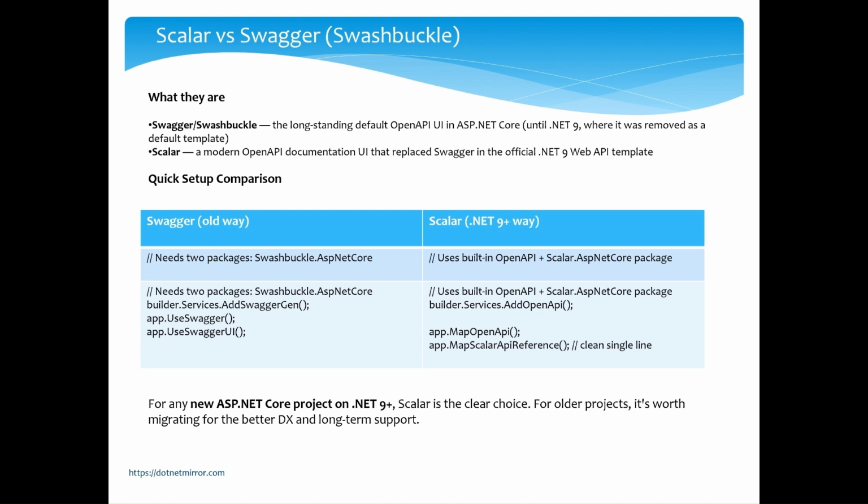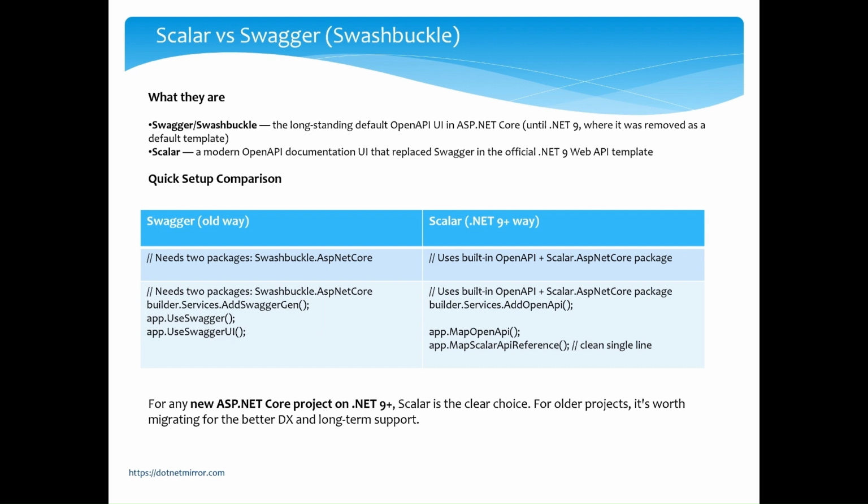Look at the code difference. The old Swagger way required the Swashbuckle package, registering AddSwaggerGen, and then calling both UseSwagger and UseSwaggerUI in the pipeline. The .NET 9 plus Scalar way uses the built-in OpenAPI capabilities. We just call AddOpenApi and then use a clean single line to map the UI, called app.MapScalarApiReference.